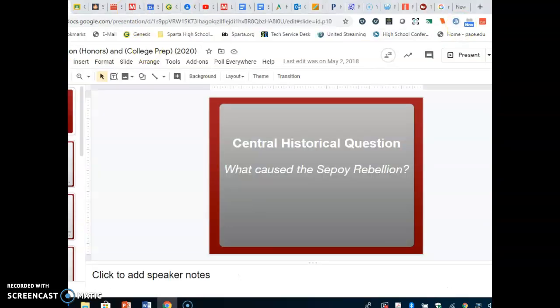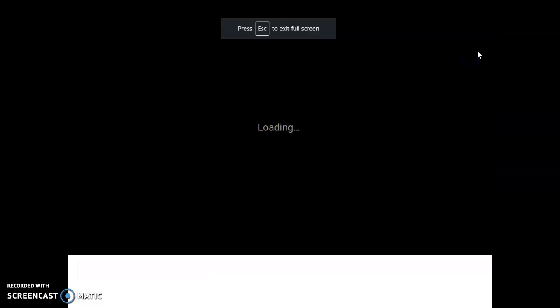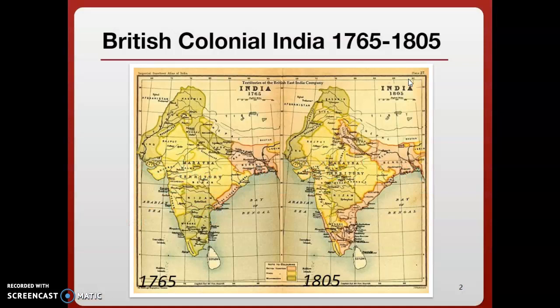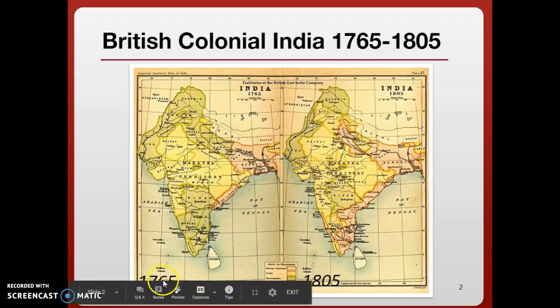It involves what is being referred to here, at least in this slide, as the Sepoy Rebellion between the years 1857-1858, also known as the Sepoy Mutiny or the First War of Indian Independence from the British. Again, geography here, you could see how large India is. It's a subcontinent. In the year 1765, though, I want to point this out to you.